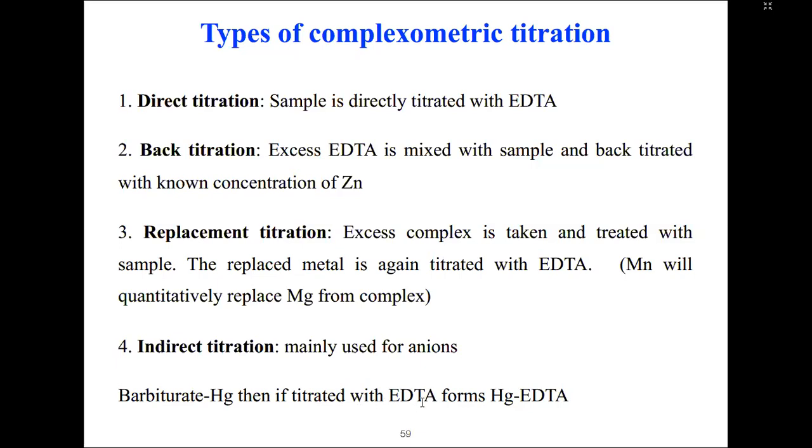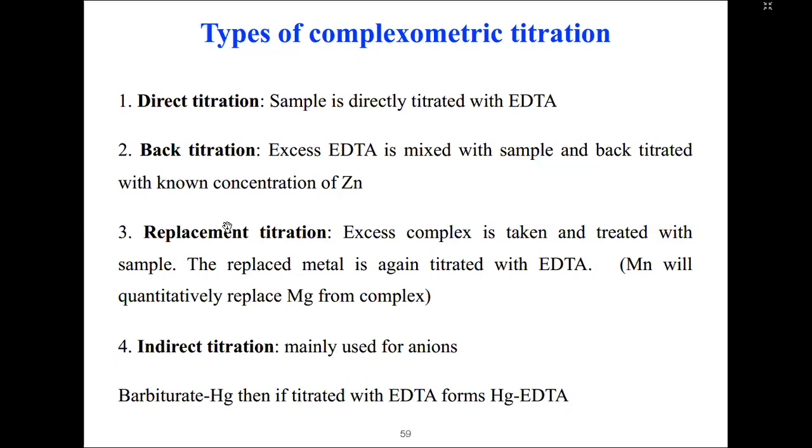And indirect titration is used for anions like barbiturate, mercury. Then it is titrated with EDTA from mercury EDTA, that is indirect titration. Okay. So one of them is direct, where you directly use EDTA. The other one is back titration, where you use excess EDTA with the sample and titrate the leftover.